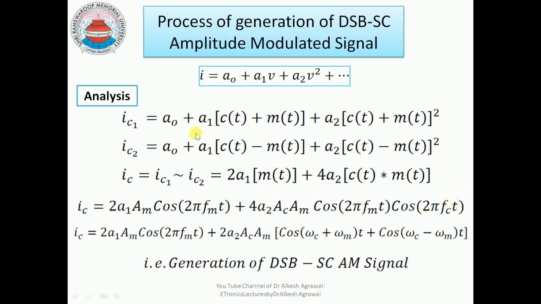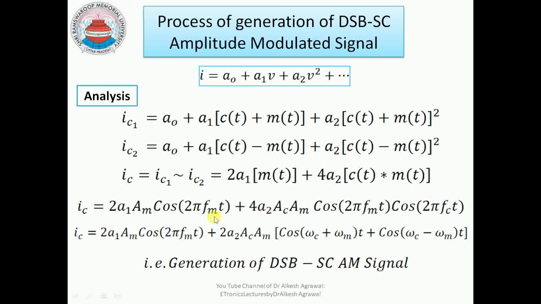Similarly, we have this kind of analysis for generation of double sideband suppressed carrier. Here we know that in the input of transistor 1 we have CT plus MT. So IC1 depends upon this kind of expression, and for IC2 we have V as CT minus MT. So IC2 is equal to A0 plus A1 (CT minus MT) plus A2 (CT minus MT) whole square. Again we subtract the value of IC2 from IC1, and on subtracting, this value will be nullified because this will be added up. So we have 2A1 MT plus 4A2 CT into MT.